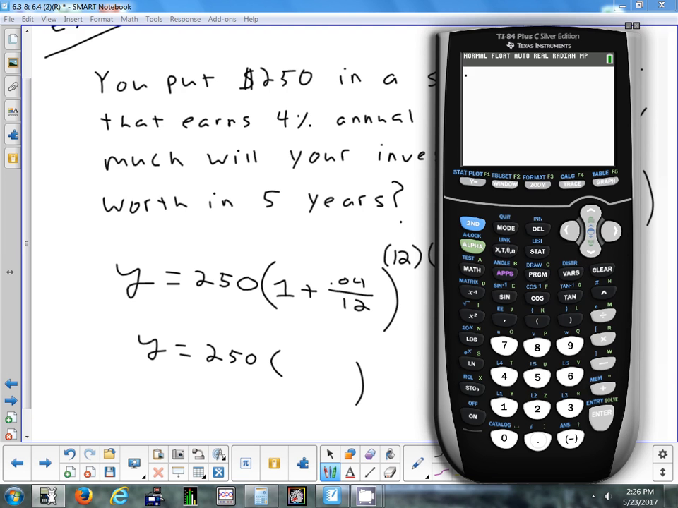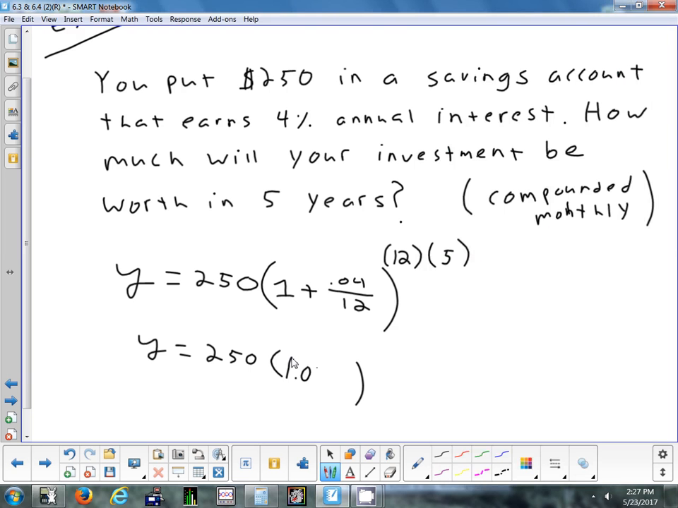Okay, 0.04 divided by 12. Then what do I do with that? You put it under, and then you add 1 to that. I have to add 1 to that. Okay, round that to, let's go, 1.0033. That's probably good enough.